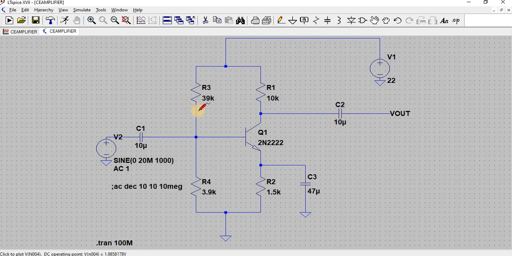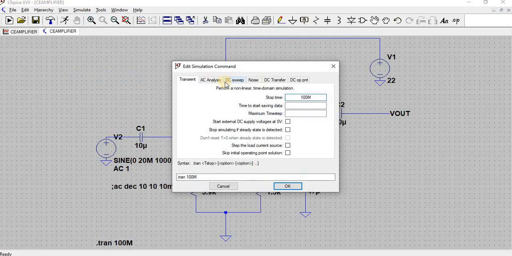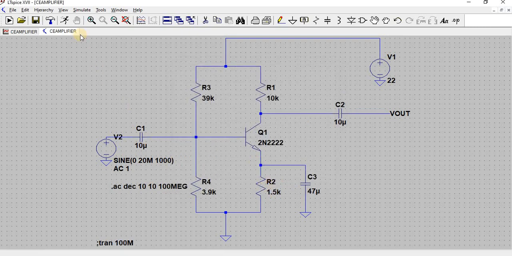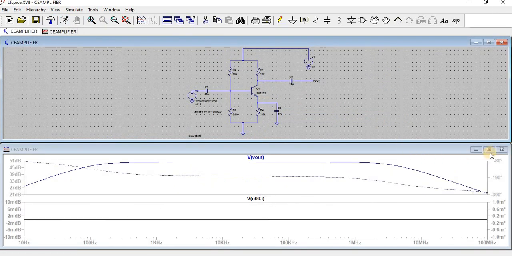To check the frequency spectrum for the common emitter amplifier, go to simulate, edit simulation command, go to AC analysis, please choose decade, and for the number of points per decade please choose 10. The start frequency is 10 hertz and the stop frequency is 100 megahertz. So give MEG and click OK. Then please give run.